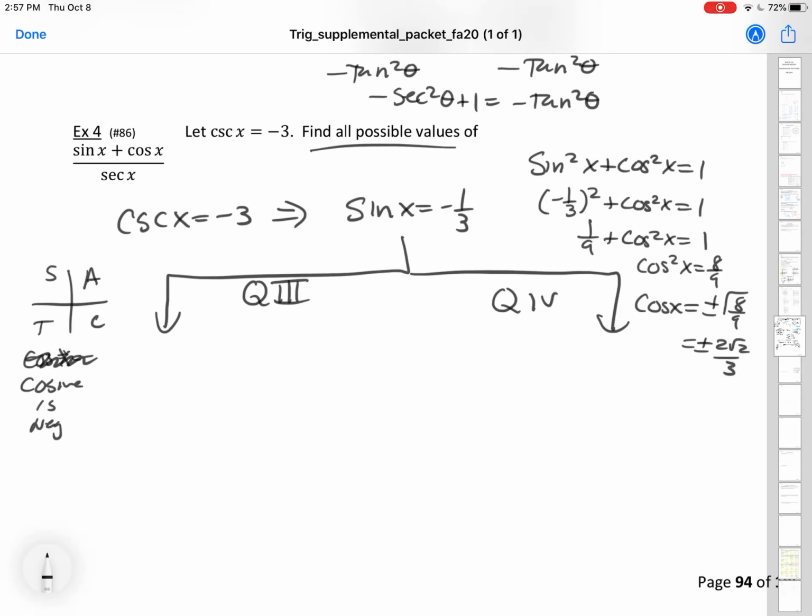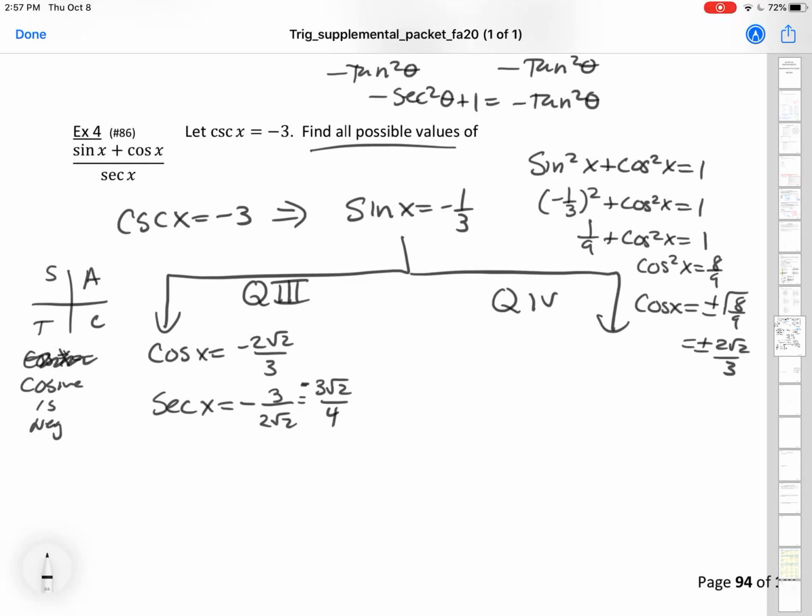Well, when's it going to be negative? Right here, the cosine x value is negative 2 root 2 over 3. That means the secant value is also negative. And if I flip that, I'm going to get 3 over 2 root 2, which I know is 3 root 2 over 4. Right? You can hopefully follow that okay.